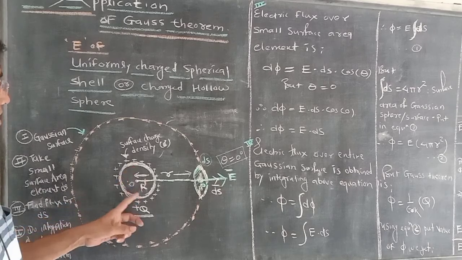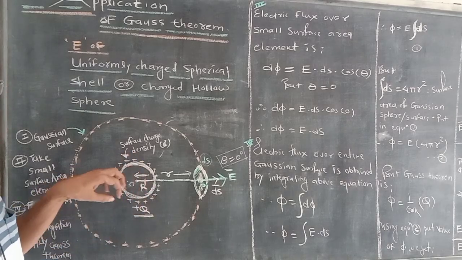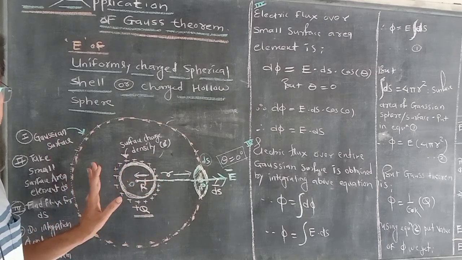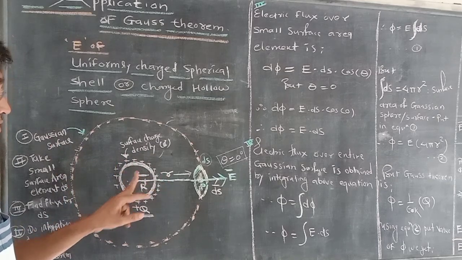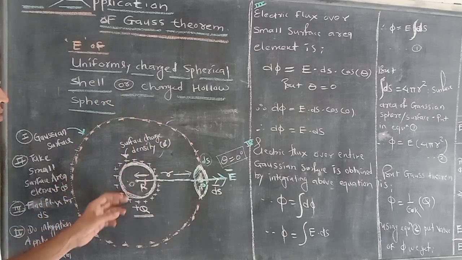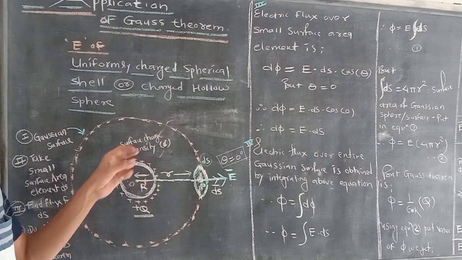Now the electric field intensity inside this charged spherical shell is always 0, because charge is present only on the surface. Keep in your mind: inside, the intensity is 0. Electric intensity is present only outside, and it is always directed away from this charged sphere.